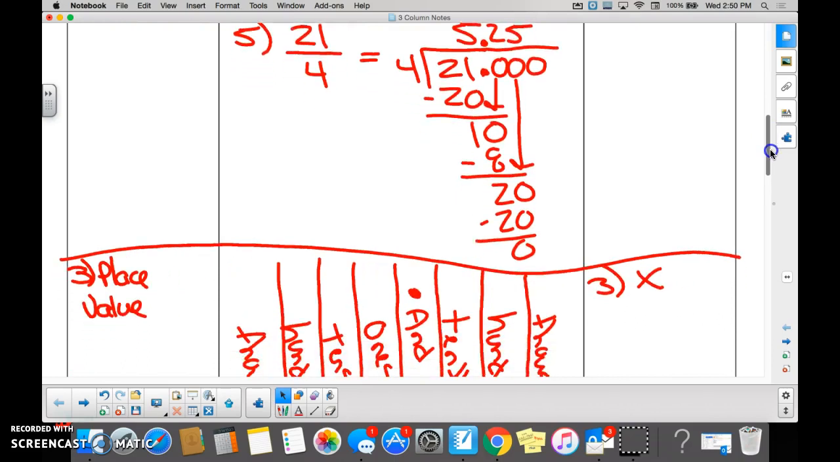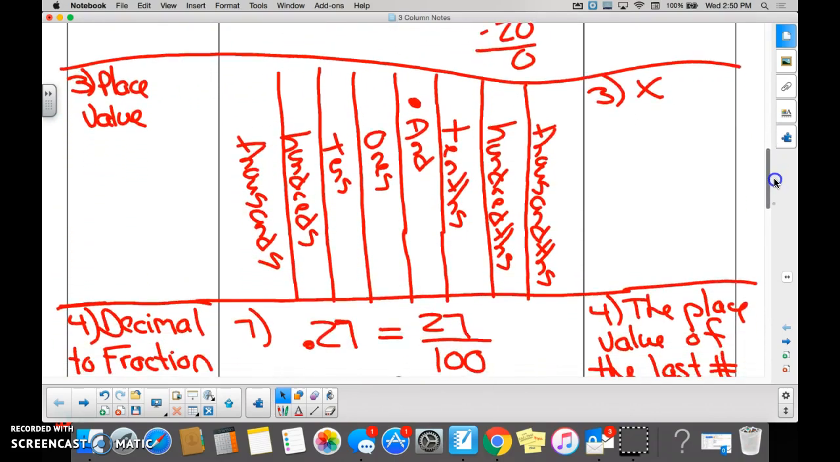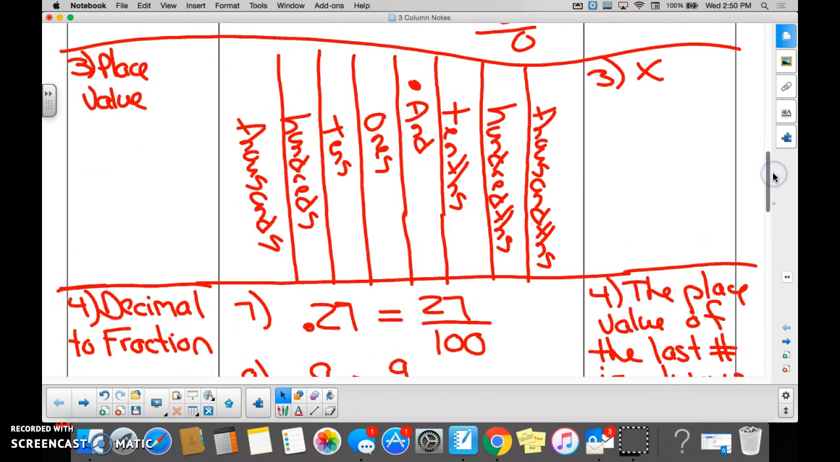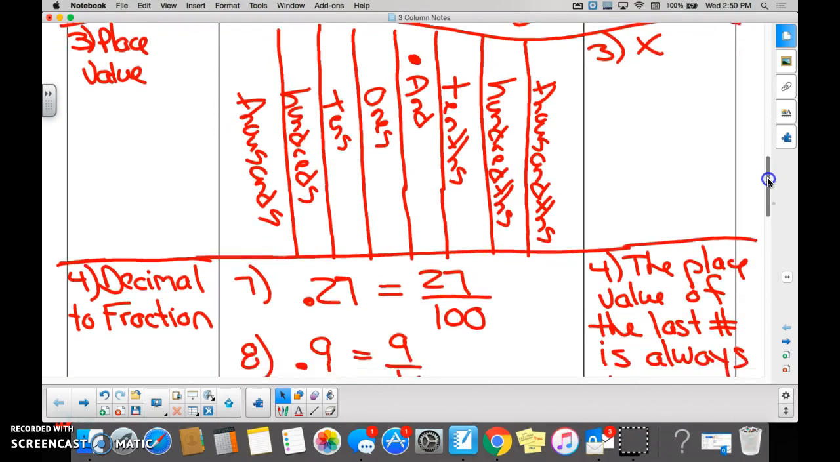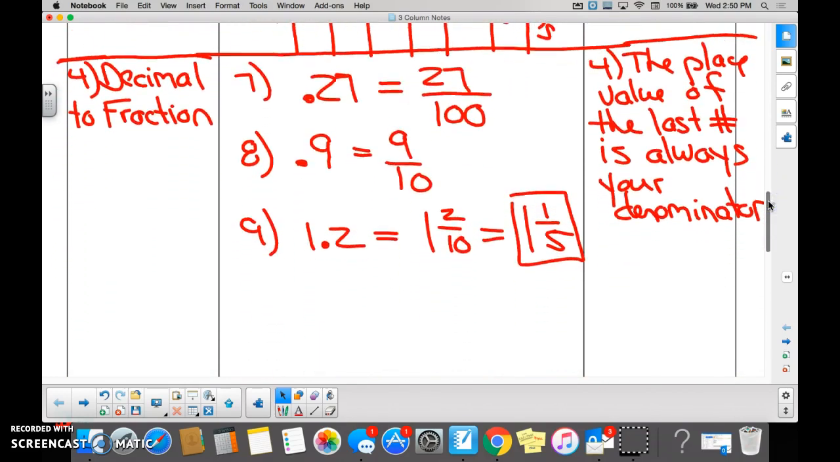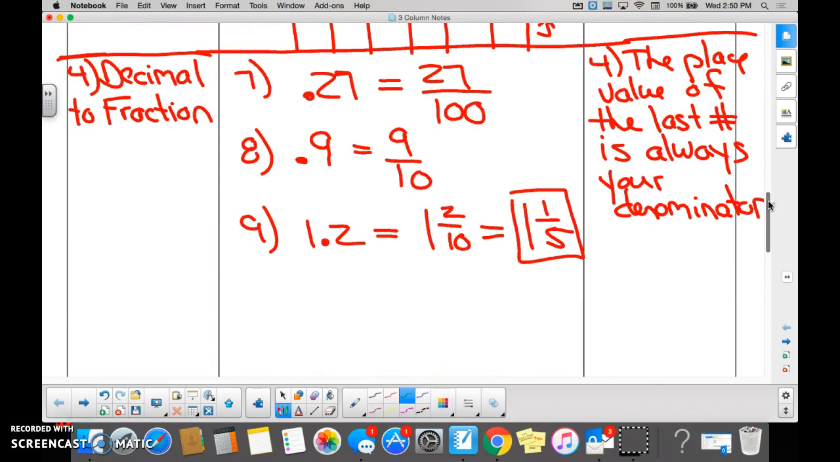Number 3, place value chart. Do you need to know this? You have to know your place value chart. If you know your place value chart, number 4 is simple. So we have a number like this. Can someone read that number to me? And by the way, we want to take this decimal and convert it into a fraction. Can somebody read this decimal?